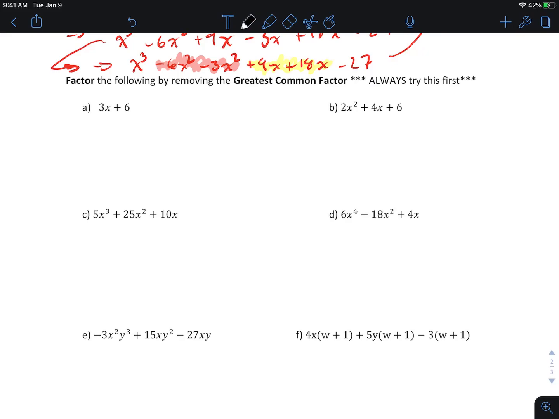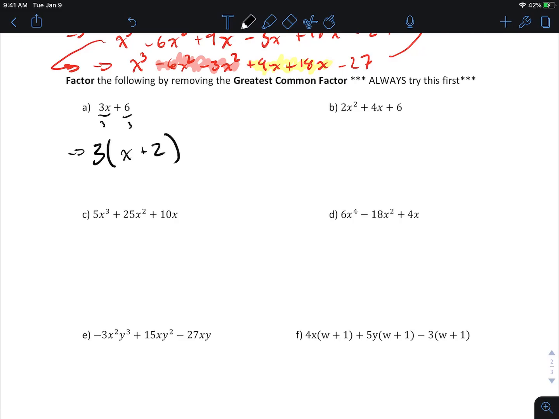Factor and simplify fully. I see that I could pull a 3. If I divide both these terms by 3, I write the 3 out front, because I've taken it out and put it out front, and then I have to write the products that are left after I've pulled it out. That's what factoring is, right? So if I divide 3x by 3, I get x. And if I divide 6 by 3, I get 2.